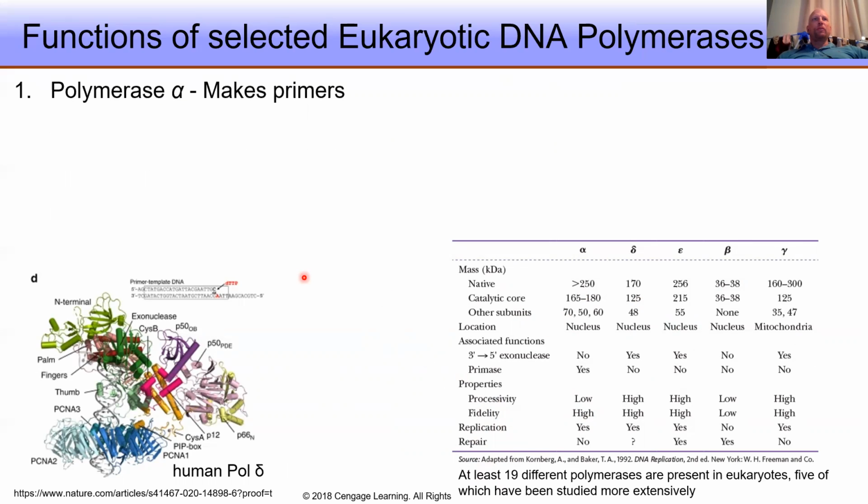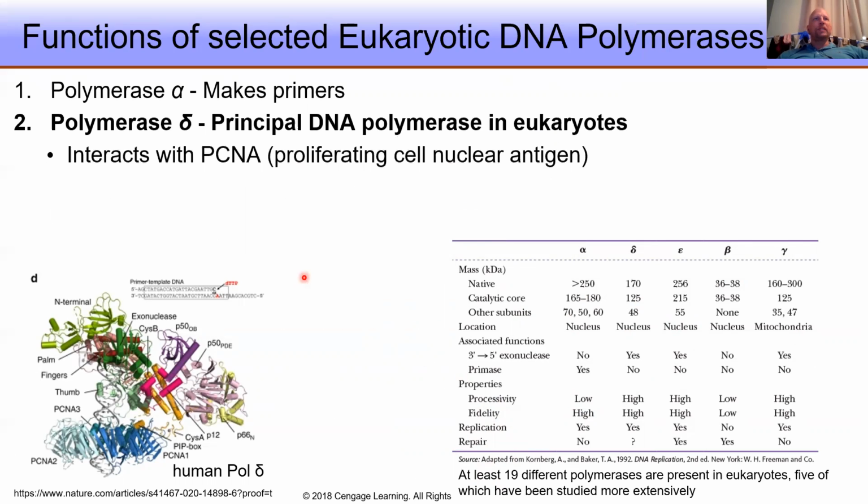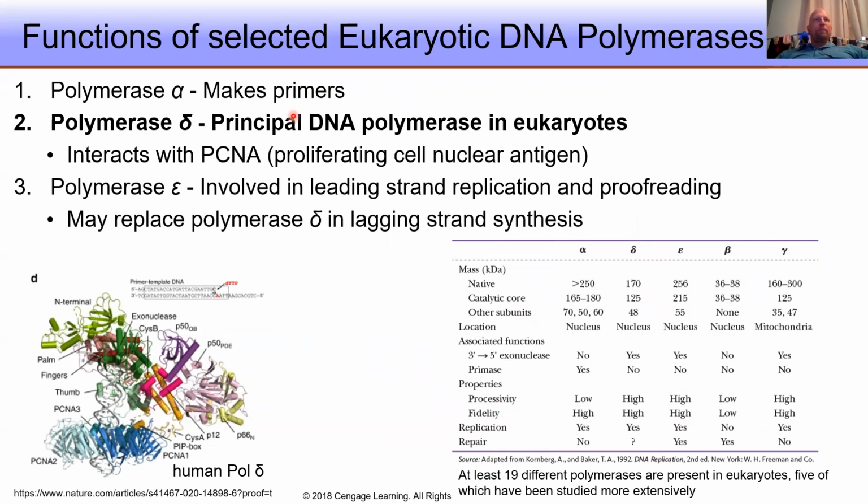The ones we'll focus on: the alpha polymerase again makes the primers. The delta polymerase is the principal DNA polymerase in eukaryotes that makes most of the DNA, and we require the PCNA protein for it to bind to the template. And we have polymerase epsilon, which has a number of roles. It's also involved in leading strand replication. It's involved in proofreading because it has an exonuclease activity. And we believe it may also replace delta polymerase on the lagging strand as well.